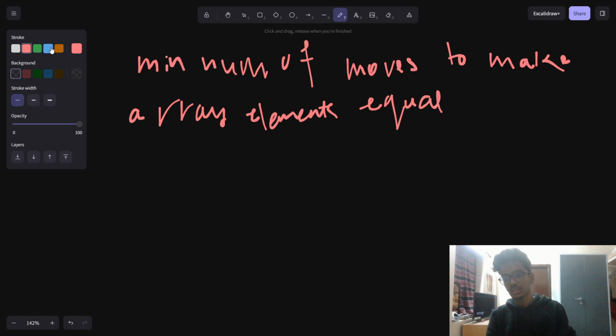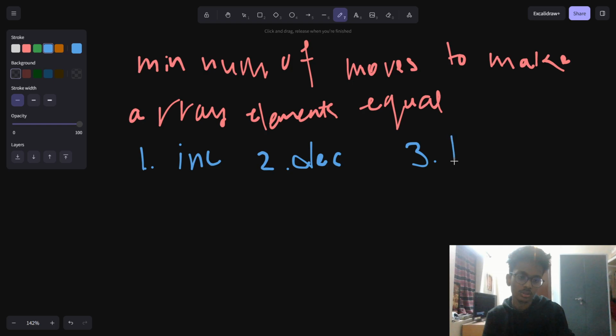And let's say this has three cases. In the first case, you can only increment values. In the second case, you can only decrement values. And in the third case, you can do both. Say this is the problem. We need to solve the three cases separately. Let's pick the first problem.